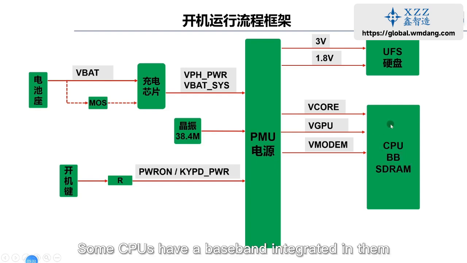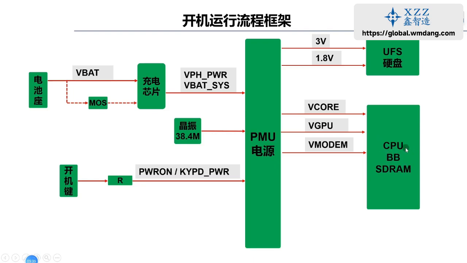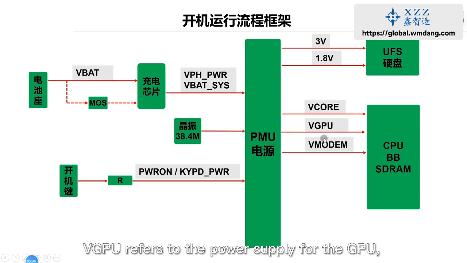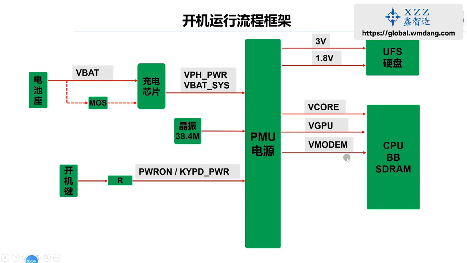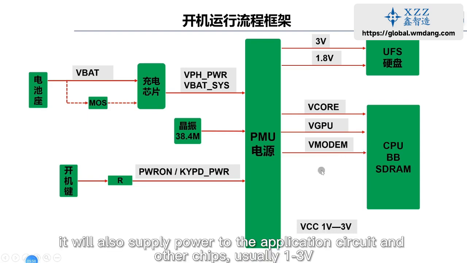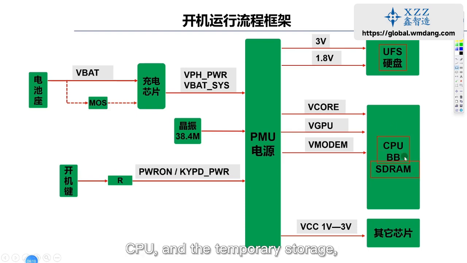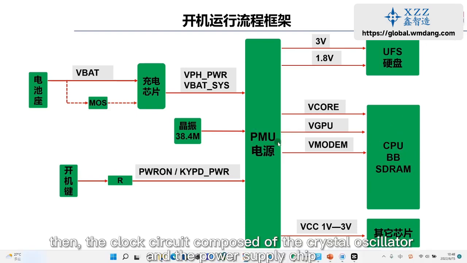Some CPUs have a baseband integrated in them. BB is the code name here. VCORE is the core power supply of the CPU. VGPU refers to the power supply for the GPU. VMODM refers to the power supply for the baseband. At the same time, it will also supply power to the application circuit and other chips, usually 1 to 3 volts.